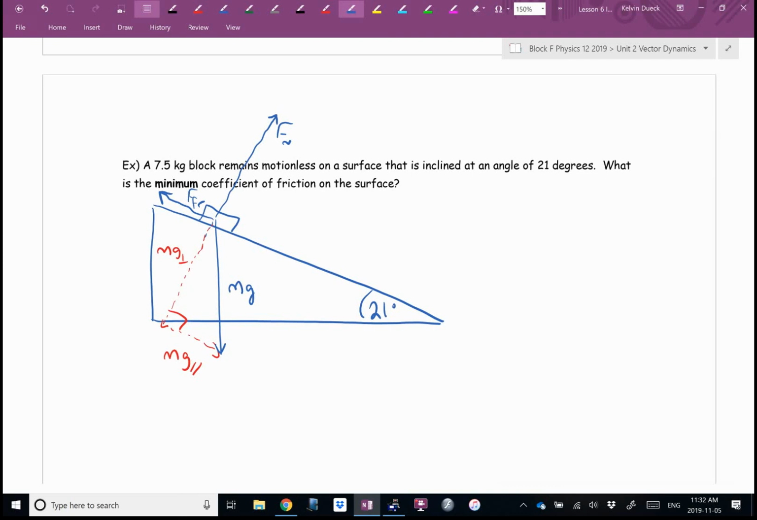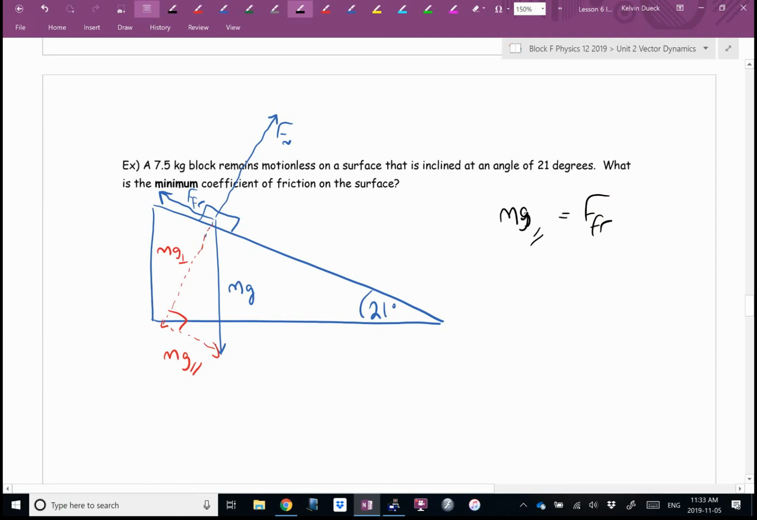And in fact, that's my equation. I could say who's winning, who's losing, but are we accelerating at all? Then it's a tie. What's it a tie between? Up the ramp and down the ramp. It's a tie between mg parallel and friction.